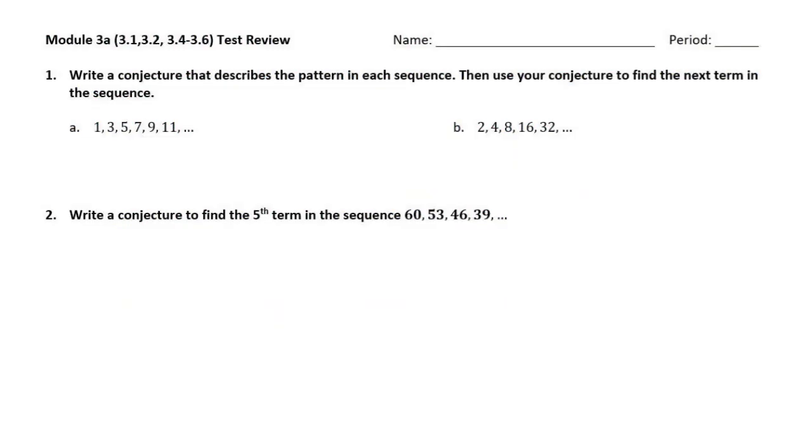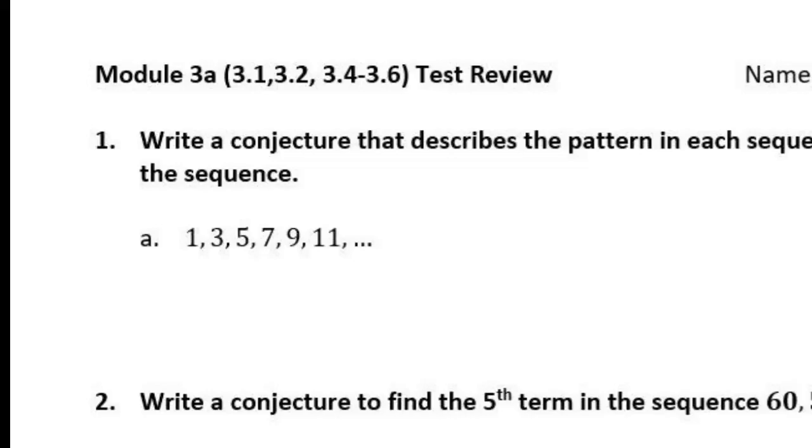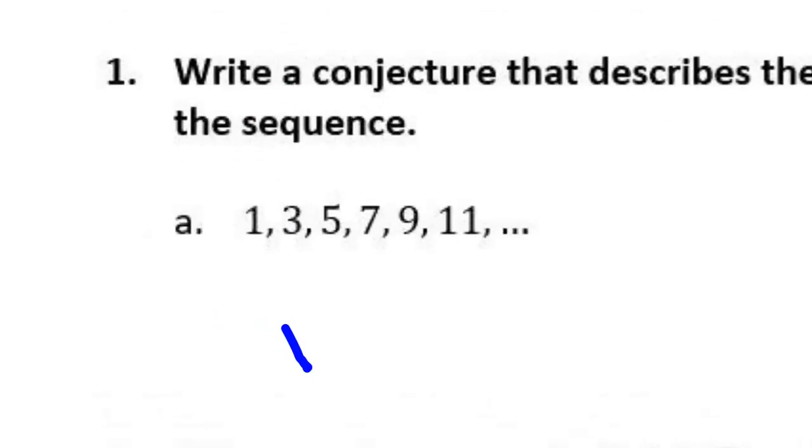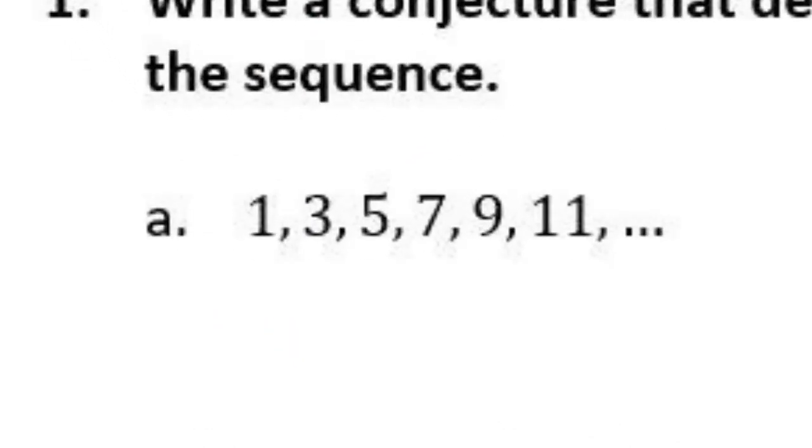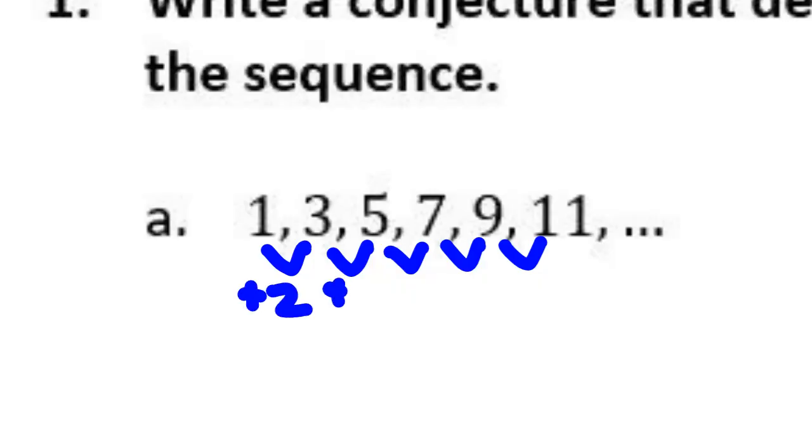All right, so number 1 says write a conjecture that describes the pattern in each sequence, then use your conjecture to find the next term in the sequence. So a conjecture is just a way of taking a pattern that I notice and putting it into words so that somebody else could follow the same pattern. So my sequence goes from 1 to 3 to 5 to 7. How are they getting the next number each time? Adding 2.